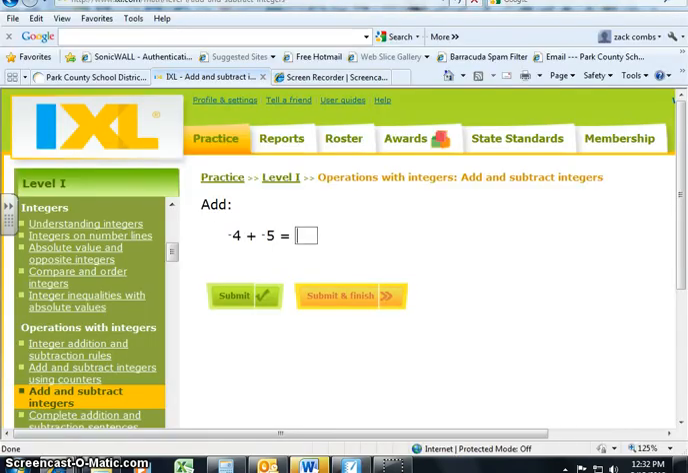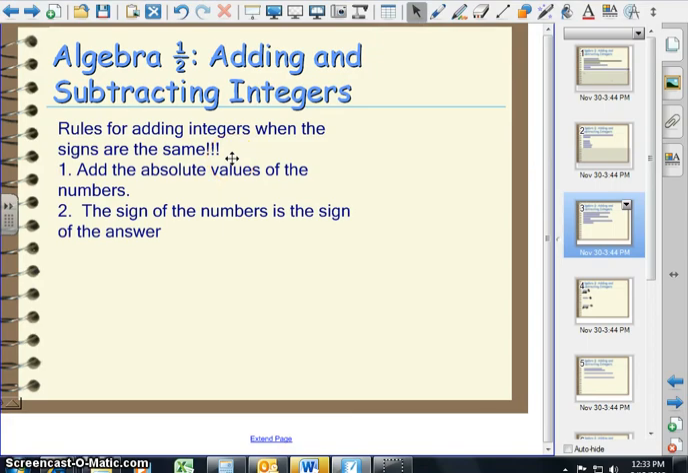So our next IXL example is a negative 4 plus negative 5. Now, we're not subtracting integers, so all we're doing is adding integers. So let's go back and review our rules. Our rules for adding integers when the signs are the same: add the absolute values of the numbers. The sign of the numbers is the sign of the answer.